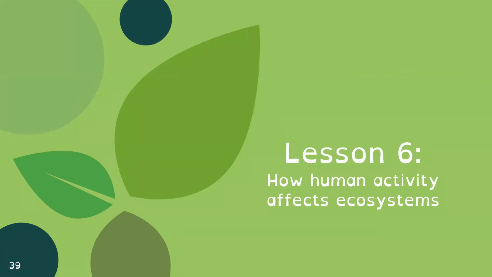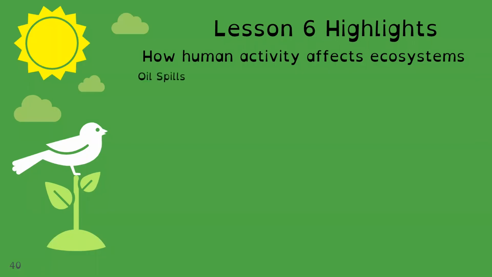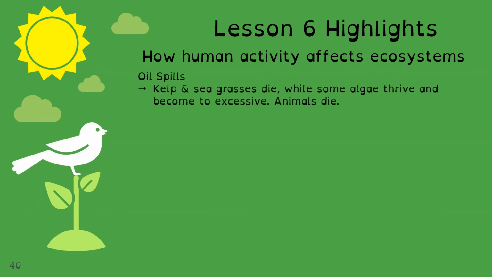Okay, lesson six, how human activity affects ecosystems. So oil spills, we talked about. And so we talked about how kelp and seagrasses die, but also how other algaes thrive and then become excessive. So then they steal oxygen and space from other plants and animals and eat it. And many animals die in oil spills in the water. Similarly on land, forest and land animals also die due to pipeline leaks. So leaching of oil into the ground affects the plants, kills the plants, and has a ripple effect on the animals as well.